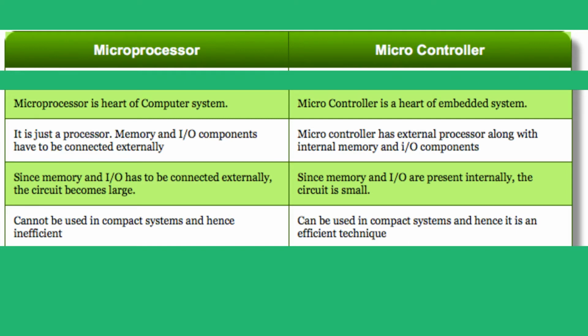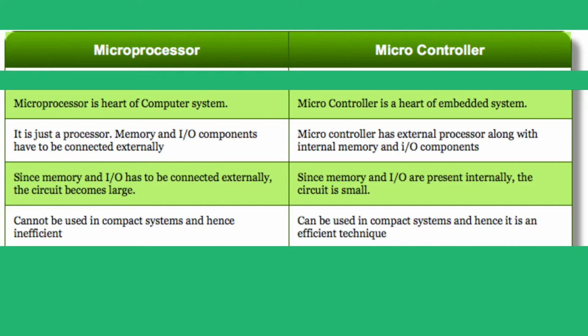A microprocessor is the heart of a computer system. So without a microprocessor, a computer system won't run at all. Whereas a microcontroller is the heart of an embedded system. So if you want to make an embedded system to put some additional features on a computer system, you need a microcontroller to incorporate those things into your system.